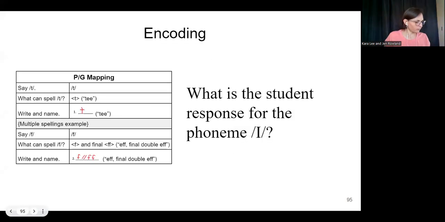So now, when we get to PG mapping, the encoding section of the lesson, here's a little excerpt of the script for that. What is the student response when we ask them about the phoneme I? What will the student say when we say I? What can spell I? What are we expecting them to say now?